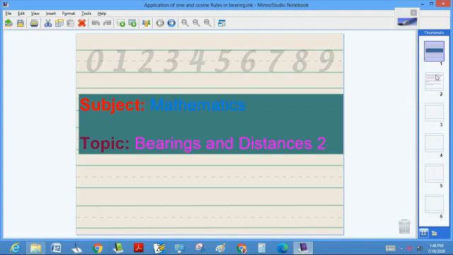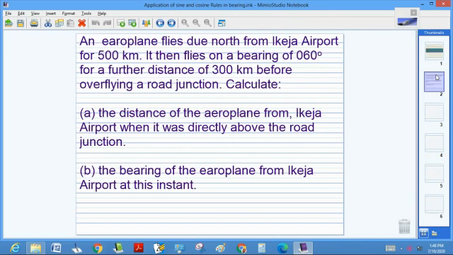Moving ahead, we have a question that says an aeroplane flies due north from Ikeja airport for 500 kilometers. It then flies on a bearing of 60 degrees for a further distance of 300 kilometers before overflying a road junction. Calculate A, the distance of the aeroplane from Ikeja airport when it was directly above the road junction. B, the bearing of the aeroplane from Ikeja airport at this instant.